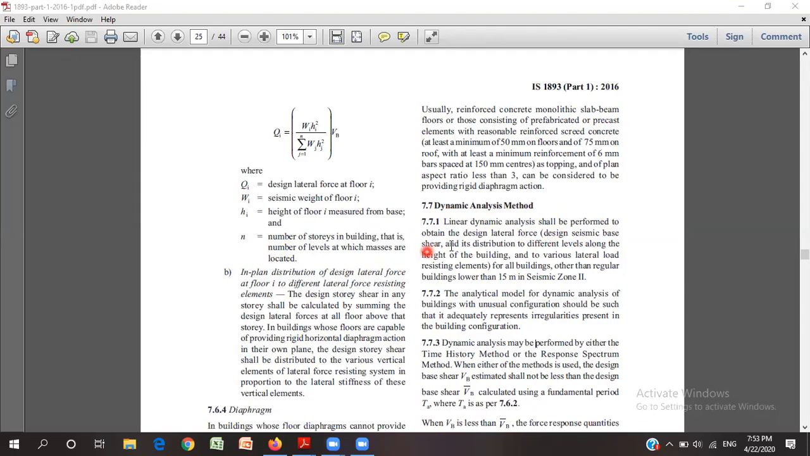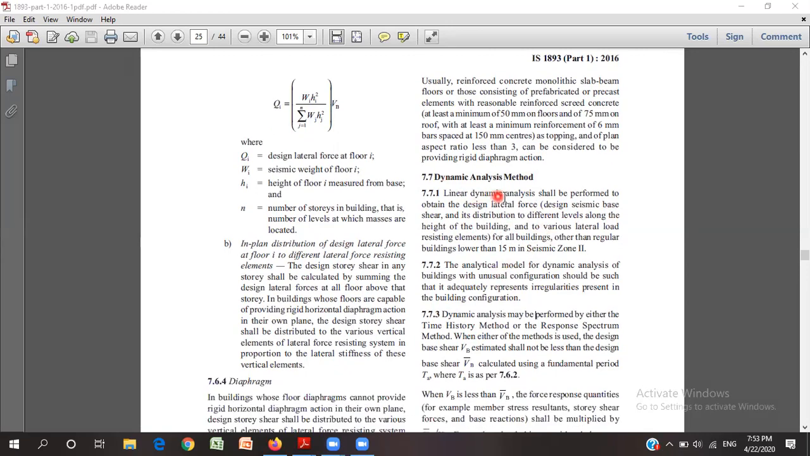It shall be performed to obtain the design lateral force, as we all know, where the design seismic base shear VB is important, and its distribution to different levels along the height of the building. We have also seen this in the static method. This method, dynamic analysis, is used for all the buildings other than the regular buildings which are lower than 15 meters in zone 2.